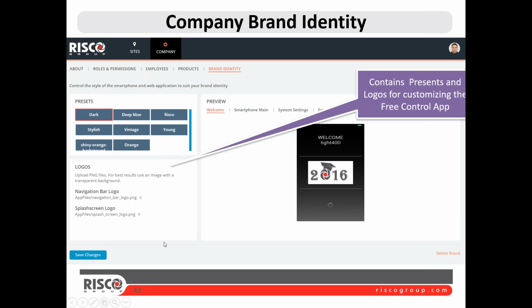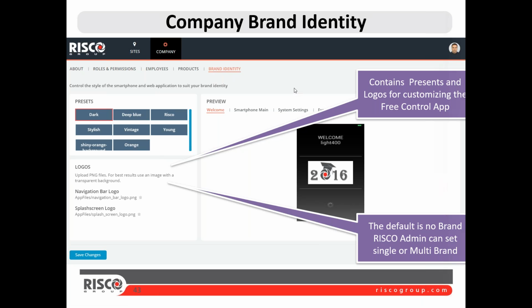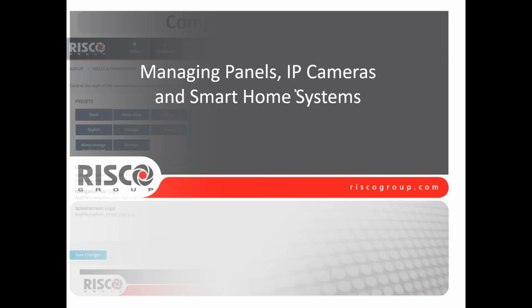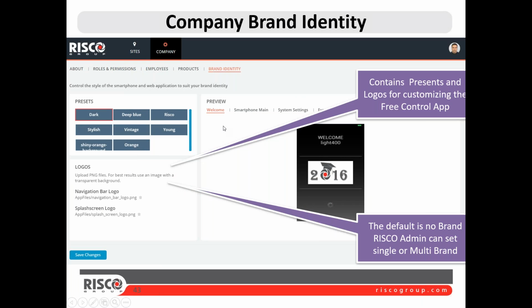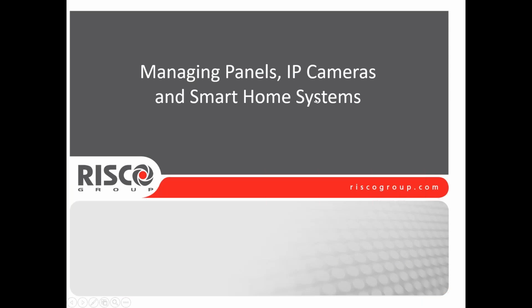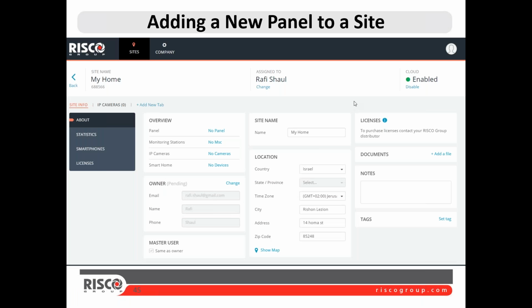So for those of you who have already got the branding, this is what it will look like, where you can change the preset colors and also add your company logos and so on. Okay, so the branding, I should just mention, is used in conjunction with the Free Control app. With the Free Control app, it allows the customer, when they log in, to see your company branding. So that's the reason why we have that there. That will still be maintained within the new RISCO Cloud.